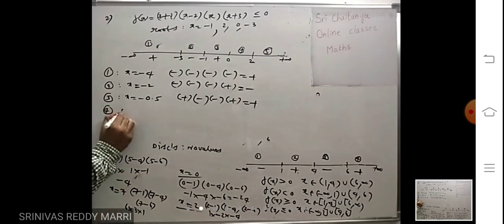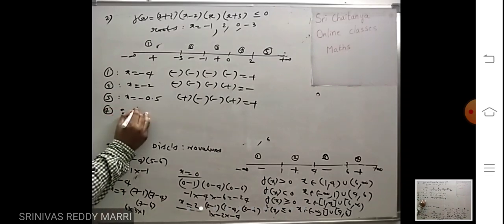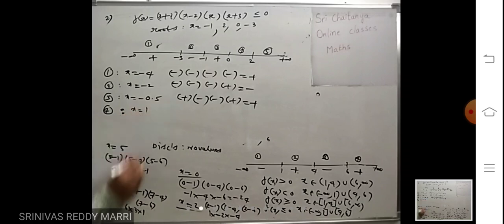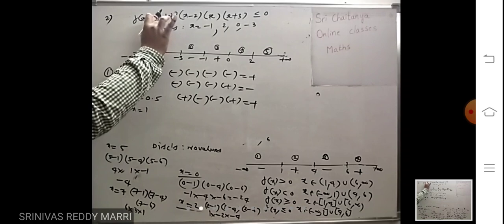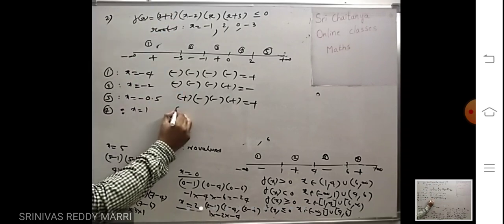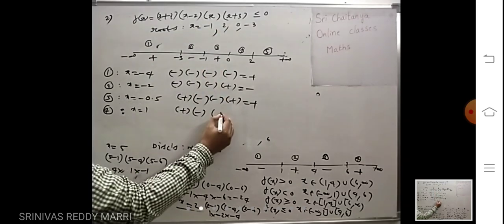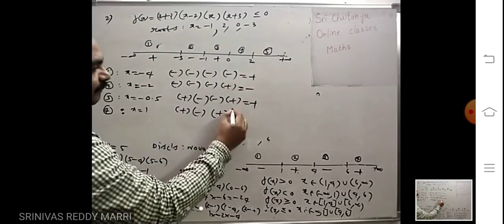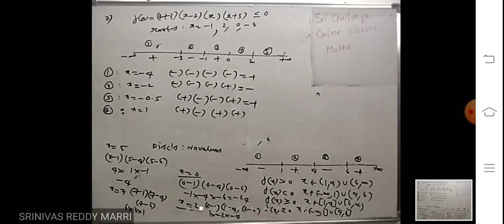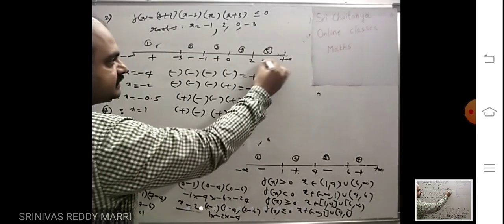So the fourth interval, x equal to 1. You substitute x equal to 1 here in f of x. So 1 plus 1, positive. 1 minus 2, negative. 1 plus 3, positive. So what will you get? Negative. Over. Signs are over.